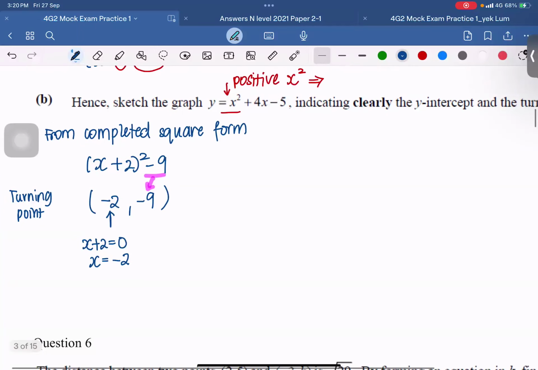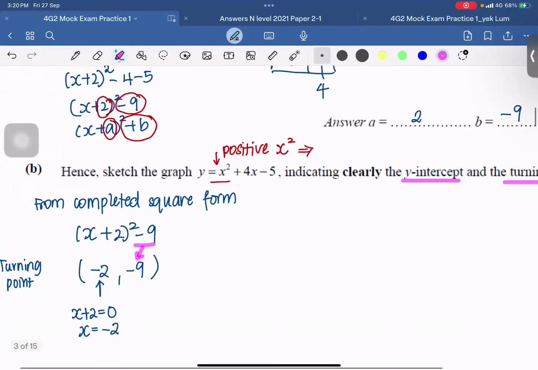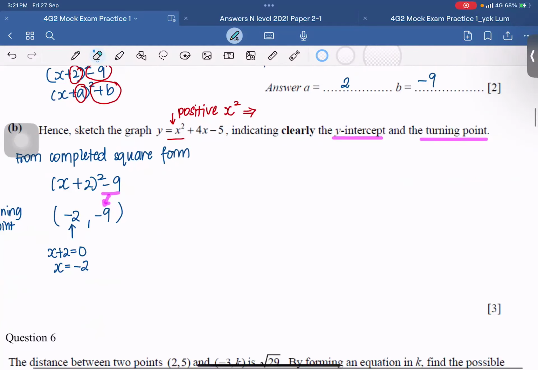So from here, they only want the turning point and the y-intercept. The question did not ask for the x-intercept. If you want the x-intercept, you can put this equal to 0, shift over and solve for the two x-intercepts. But in this case, they never asked for the x-intercept, so I don't need to worry about it.